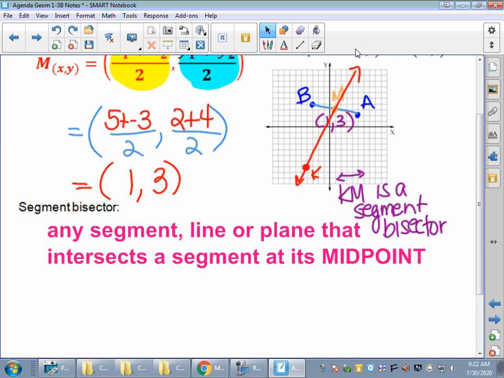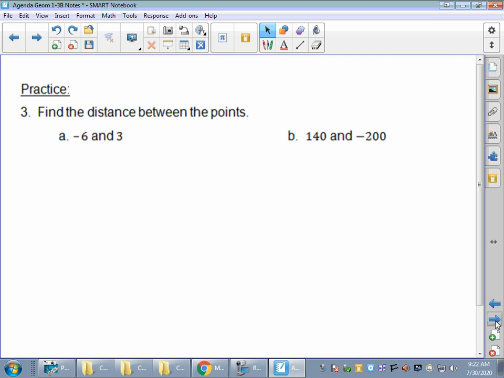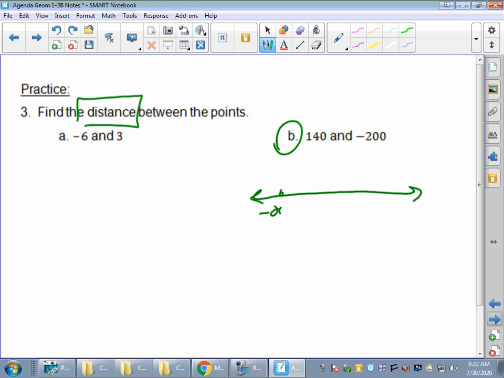All right, so let's see. I've got a couple examples. I don't know how much we need to do on these examples. What's the distance between B, 140, and negative 200? Please notice it asks for distance, not midpoint. So if I had negative 200 and positive 140 and 0 somewhere in here, the distance between those, 340 units, right? You don't need to count every dot. You're going to common sense your way through it.